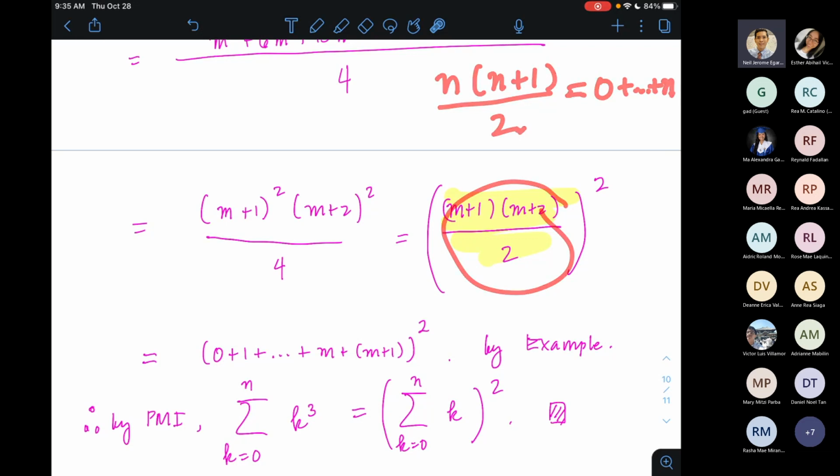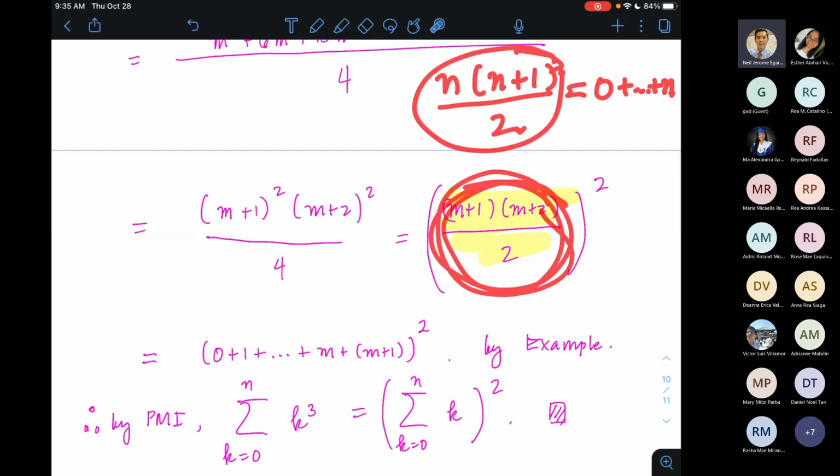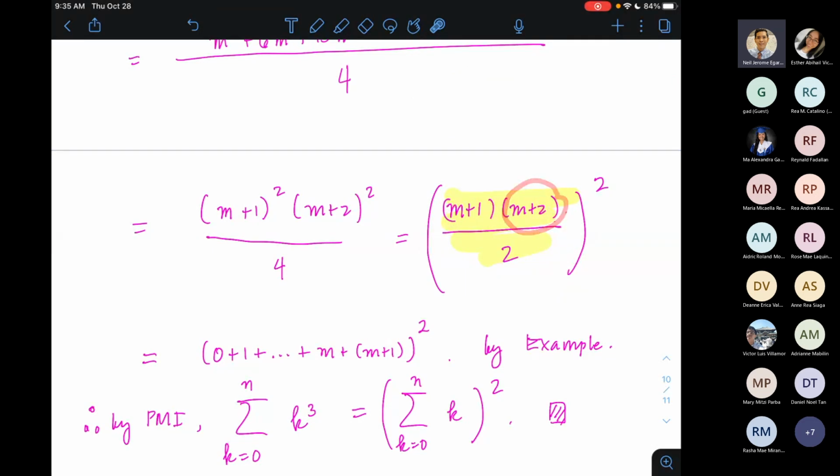Pero sabi ni Rhea, ang nandito ay parang katulad nito, yung mga n lamang ang pinalitan ng m plus 1, right? So if you replace this n by m plus 1, you get m plus 1. If you replace n in the second factor by m plus 1, magkakaroon ka ng m plus 1 plus 1, magkakaroon ka ng m plus 2.